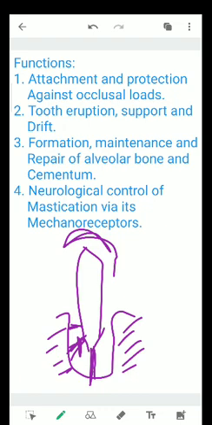So that's majorly the periodontal ligament. There's not much, but I believe with this we have an idea of what the periodontal ligament is. Thank you.